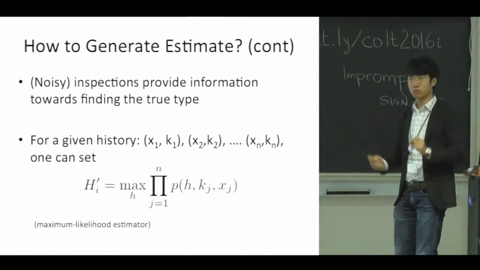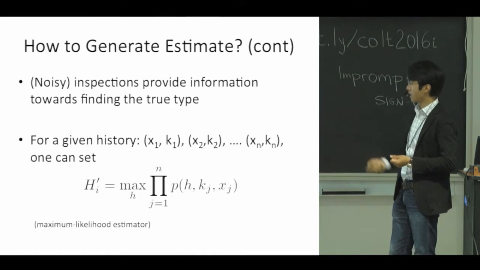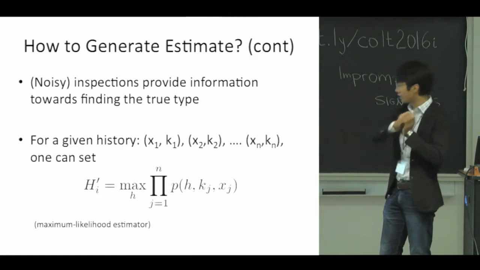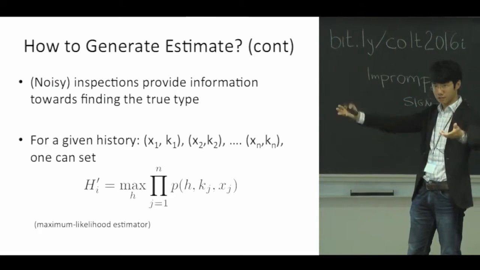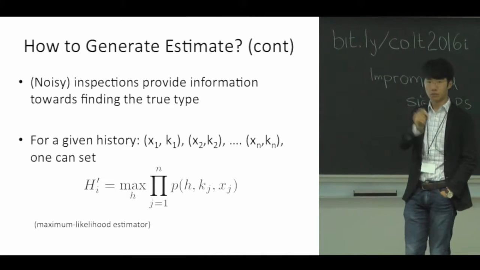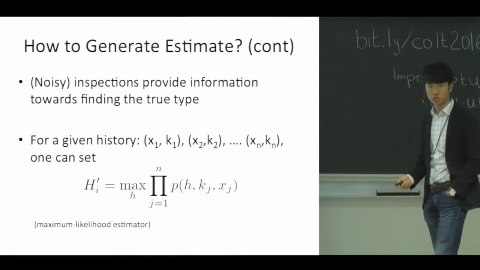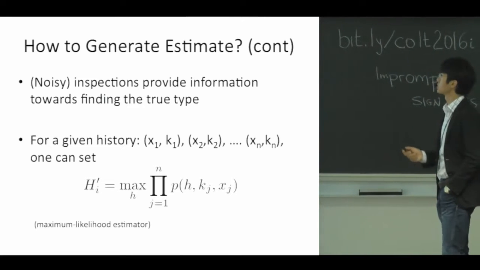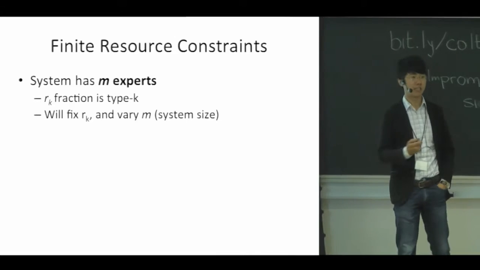Given this history for a particular job, one very reasonable estimator is the maximum likelihood estimator, computing the probability that, given these are the experts I routed the job to, I observe this particular realization of outcomes. Then I maximize over the potential labels of the job and pick the biggest one as my guess for the job label. That's the estimator we'll be using in analyzing our algorithms. So far we've had the jobs coming in, and we have experts providing information.